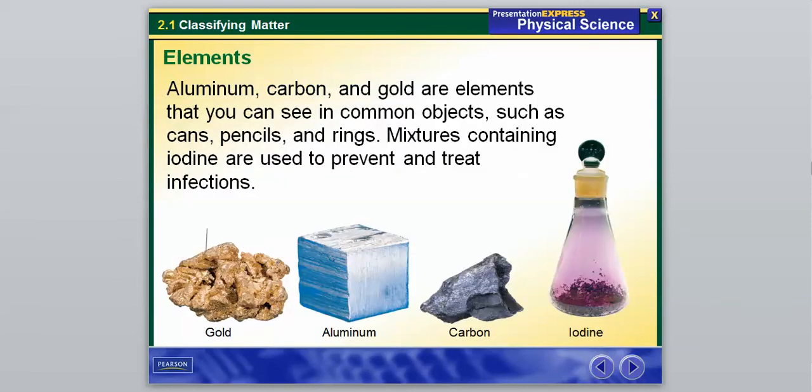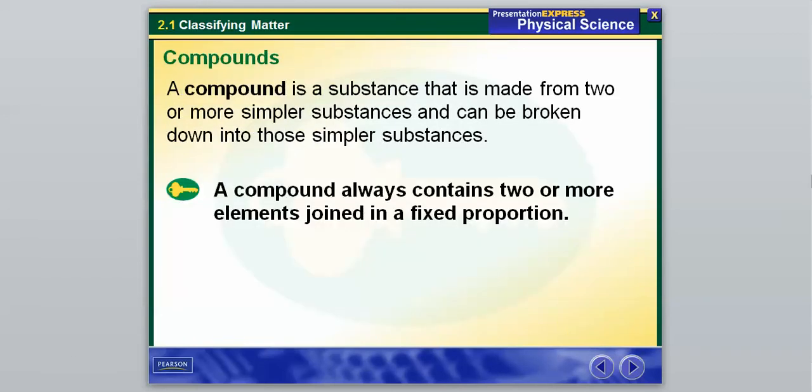And then a couple more examples of uses. Aluminum, carbon, and gold are elements that you see in common objects such as cans, pencils, and rings. And mixtures containing iodine are used to prevent and treat infections. Down here at the bottom are all examples of different types of elements, and we use them more readily than you might imagine.